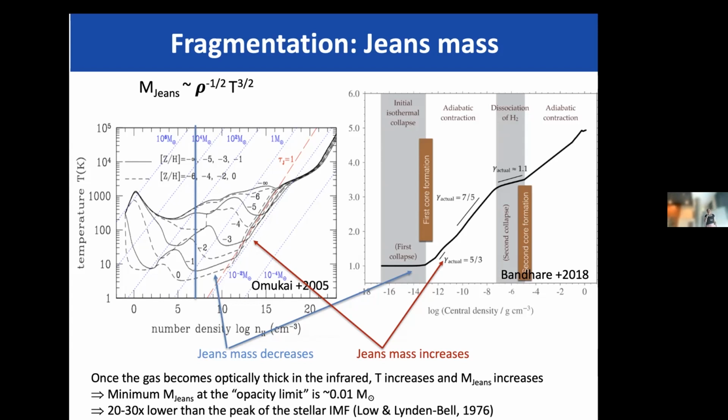So what does this mean for the Jeans mass? The Jeans mass scales with density to the -1/2 and temperature to the 3/2. So if we are in this isothermal regime, then our density increases, but our temperature does not change. This means that the Jeans mass drops with the density increasing, because of rho to the -1/2. And so you drop your Jeans mass until you reach these densities here, where all of a sudden you start to heat up your gas. And then this T to the 3/2 really kicks in, and it makes your Jeans mass increase again.